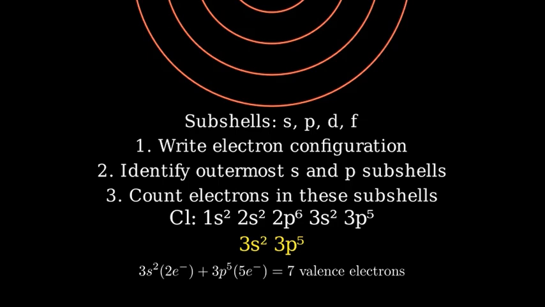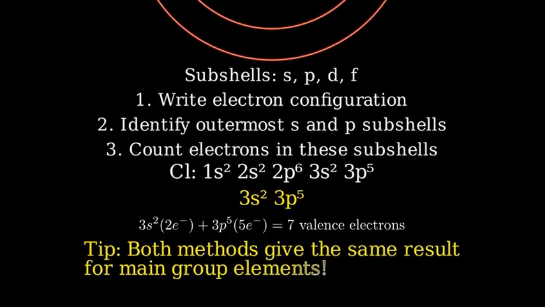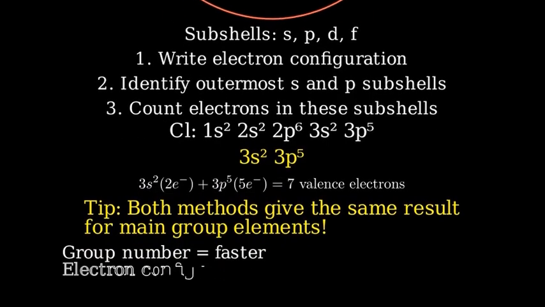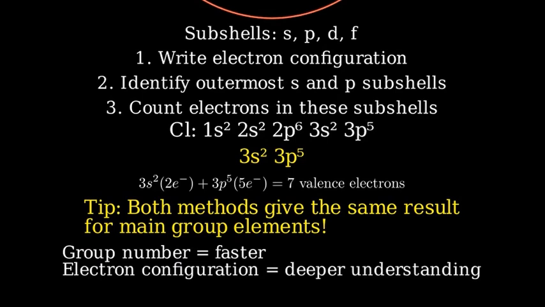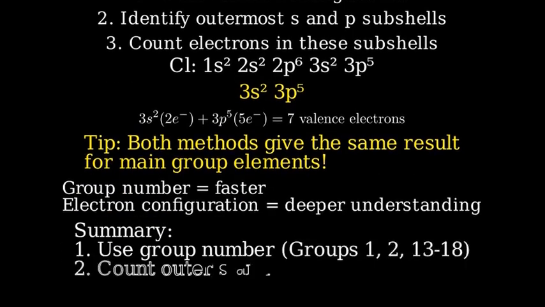Here's a quick tip. For main group elements, both methods will give you the same answer. The group number method is usually faster, but understanding electron configuration helps you understand why elements in the same group have similar chemical properties. In summary, you can find valence electrons either by looking at the group number for main group elements or by counting electrons in the outermost s and p subshells using electron configuration. Both methods are valuable tools in chemistry.